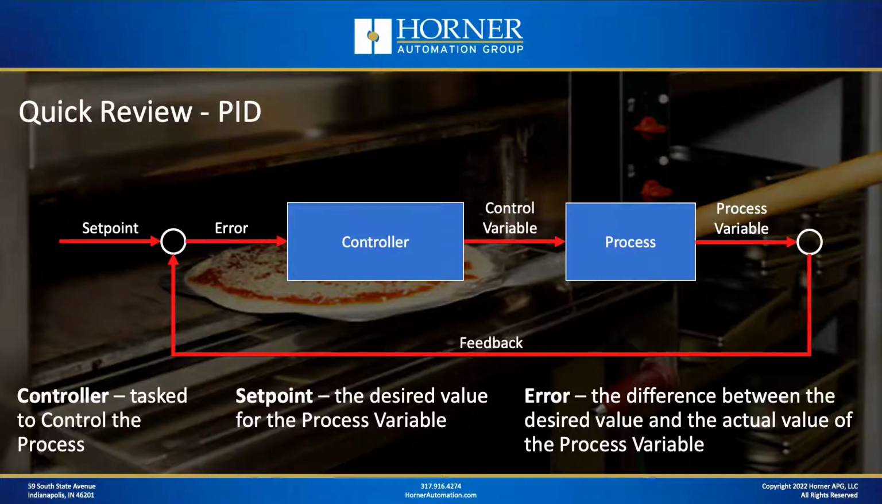Next, the error term. What is the error term? Well, that's the difference between the desired value of the process variable and its actual value at any given time. So if we're wanting to make pizza at 600 and that's our set point, and we're currently at 400, well, we've got an error of 200 degrees. Finally, what is a controller? In this diagram, the controller effectively is the equipment that's tasked with controlling the process. So if you're talking about an application being controlled by a Horner OCS, the Horner OCS is the controller here.